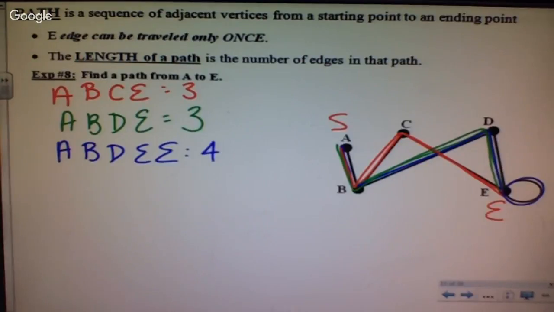Okay. Notice, if I have 4 vertices in my path, my length is 3. So if I have 4, we're at 3. If I have 5, I'm at 4. So the length of my path is always 1 short of the number of vertices in my path. Okay. So keep a mental note of that so you don't actually have to count them.